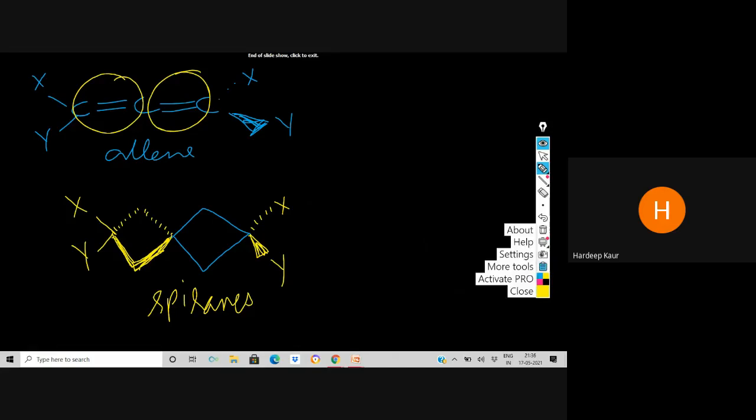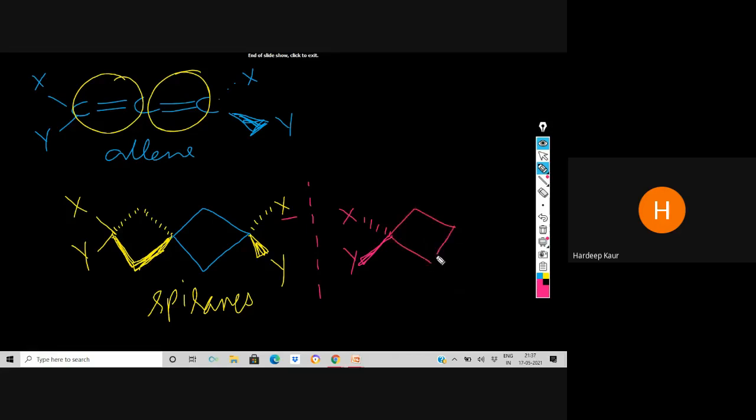So let us draw its mirror image. Okay. So when we draw the mirror image, this X will now come to the left side, Y. This solid ring is the blue one, and here we have the yellow one.